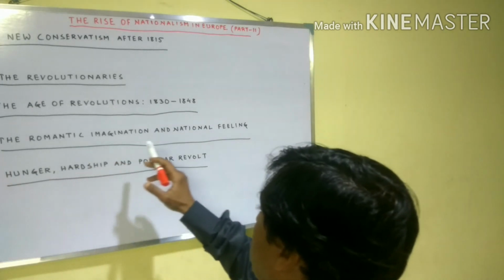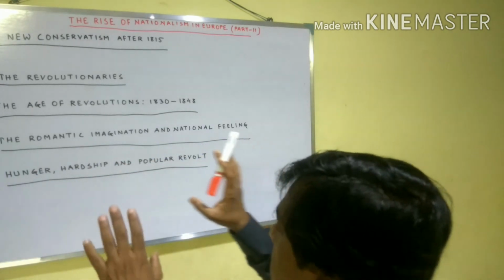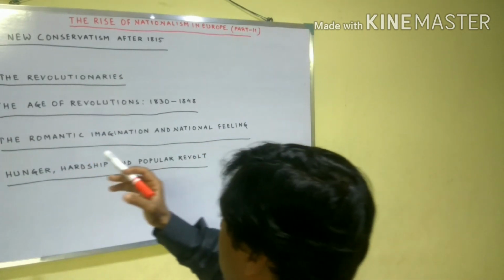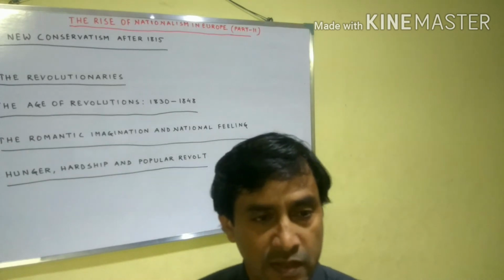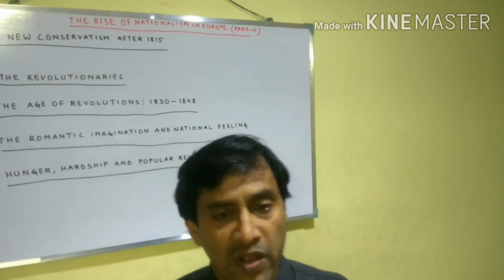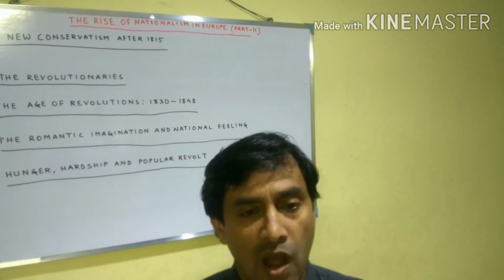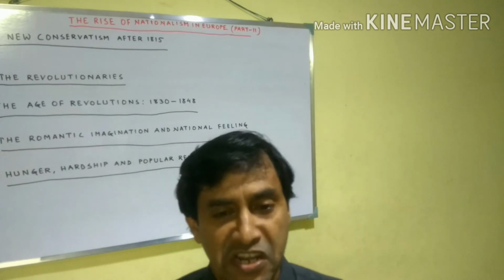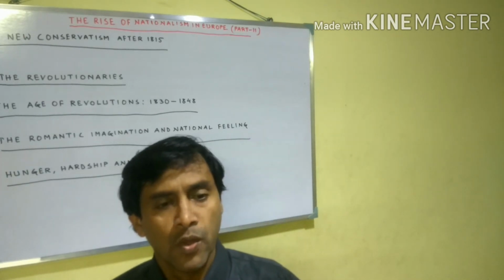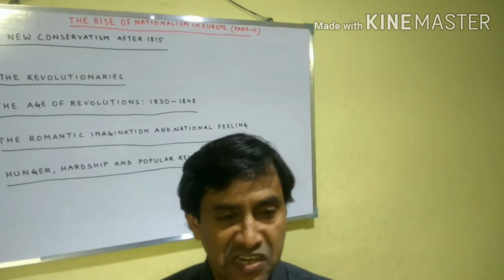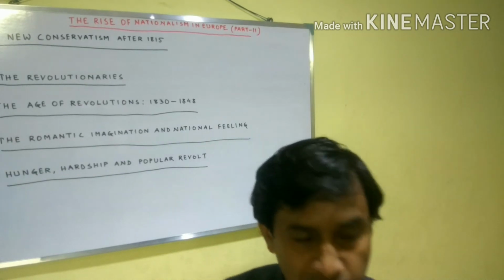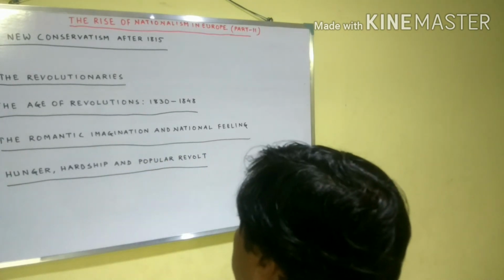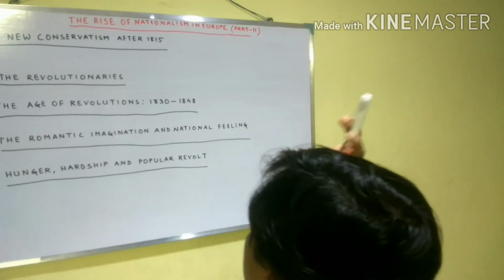the romantic imagination and national feelings, some factors which helped nationalism grow in Europe, like romanticism. What is romanticism? Culture played a vital role in creating the idea of the nation through art and poetry, stories and music. It helped to express and arouse nationalist feelings. Language too played a major role in developing nationalist sentiments. In this way, romanticism created the feeling of oneness, and it helped nationalism progress in Europe.